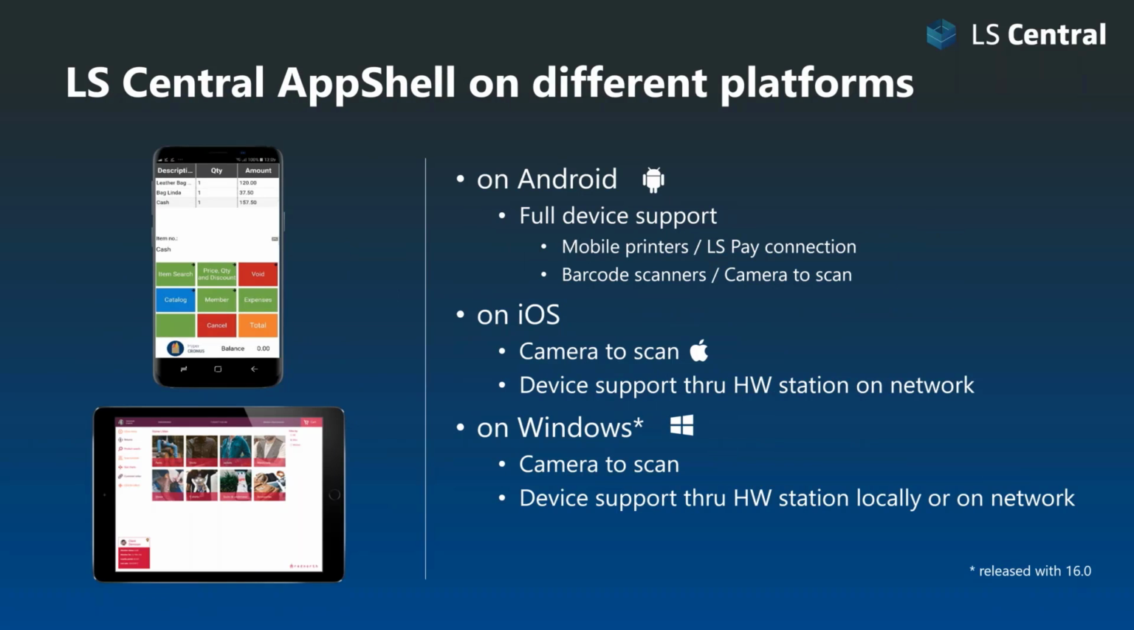Now, the LS Central AppShell is available on different platforms. Now, on Android, that we discussed, and that is our mobile platform of choice. Now, the LS Central AppShell Android version has the richest features like the full device support. But it is also available on the iOS platform. But there, we have the ability to run the POS by a click of a button and also to access the camera on the iOS to scan. And with the upcoming release of LS Central 16, we are releasing a Windows version to run on both a traditional stationary Windows device as well as a Windows tablet.